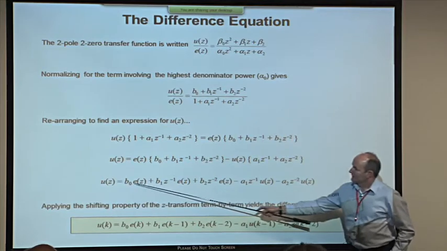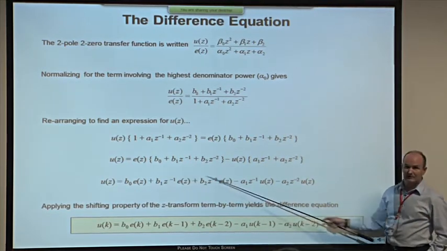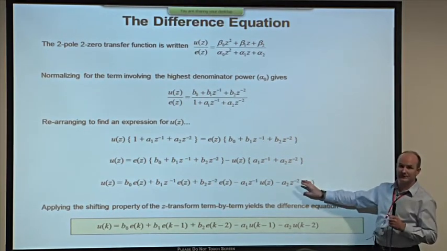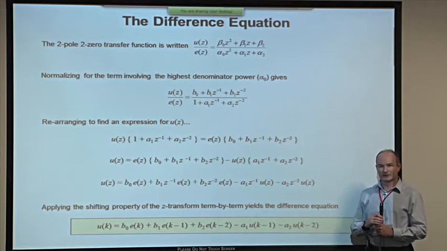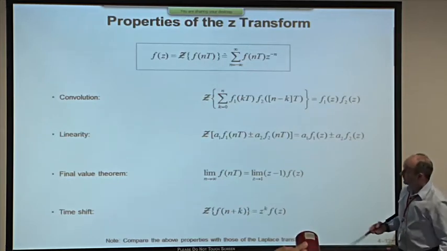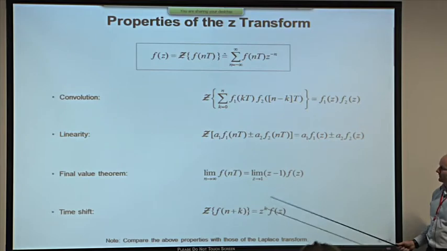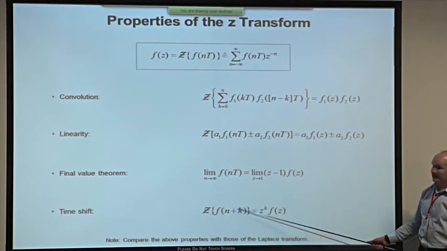So what we have is B0 times E of Z plus B1 times Z to the minus 1 times E of Z, and so on. And we're now in a position to take the inverse Z transform of this. Now, taking inverse Z transforms is not as onerous as taking inverse Laplace transforms. We make use of the time shifting property of the Z transform, where Z to the power of K is equivalent to F of n plus K.